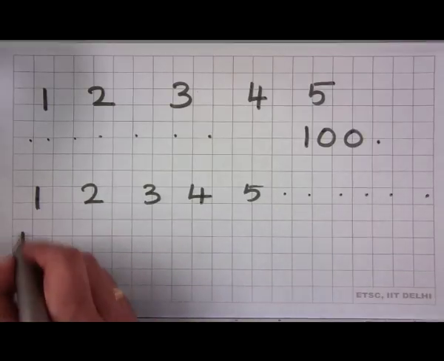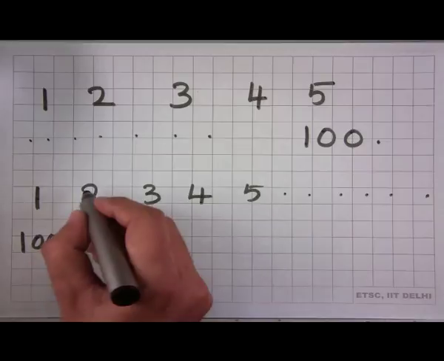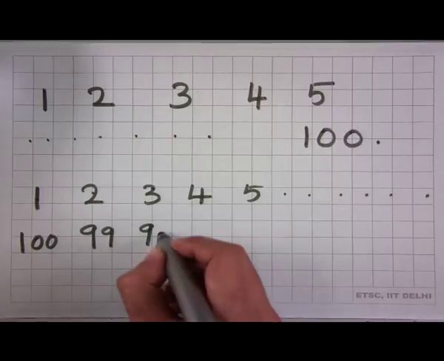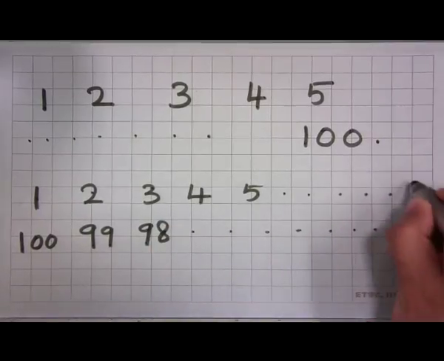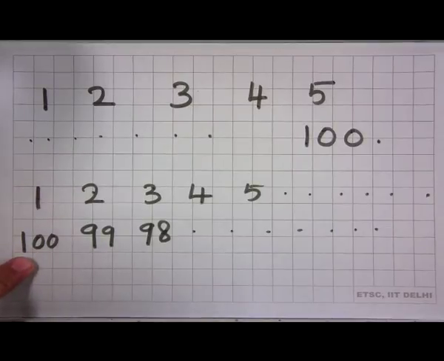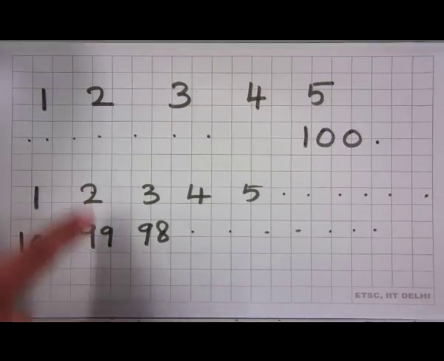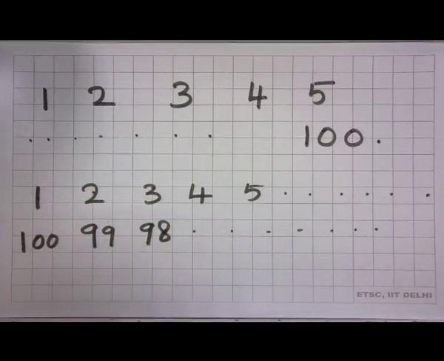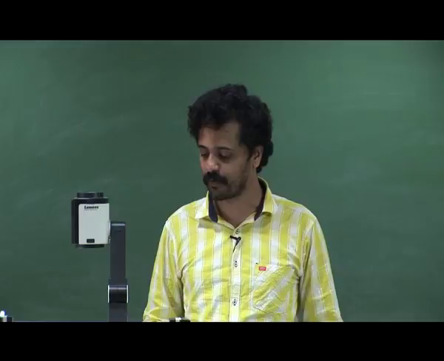Group 1 and 100 together, group 2 and 99 together, group 3 and 98 together, and so on. This is pairing the 100 numbers. Do you observe that the sum in each pair is 101? The sum of 1 and 100 is 101. The sum of 2 and 99 is 101. The sum of 3 and 98 is 101, and so on. So, the sum in each pair is 101.